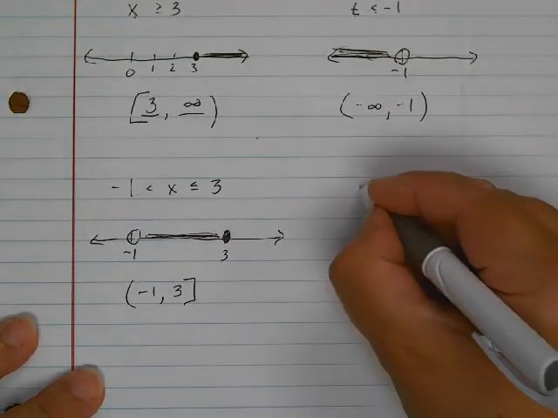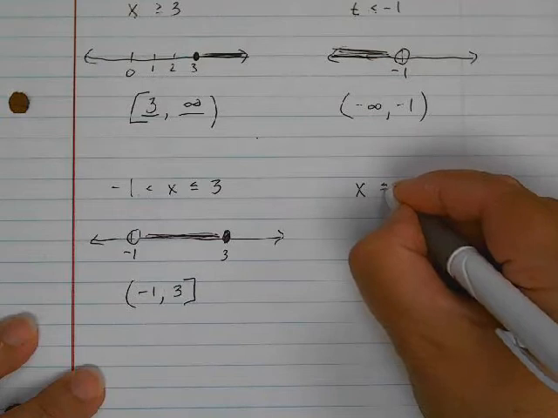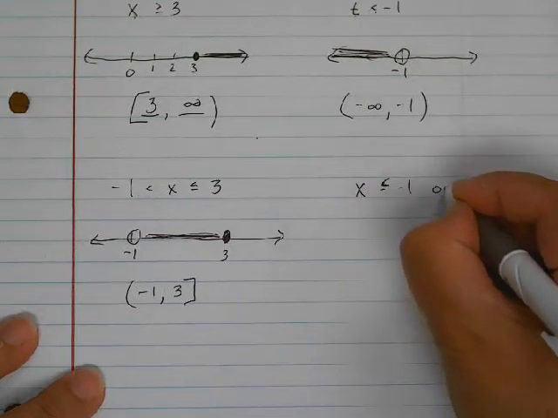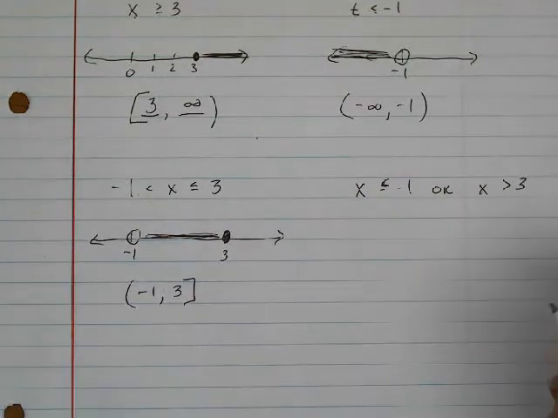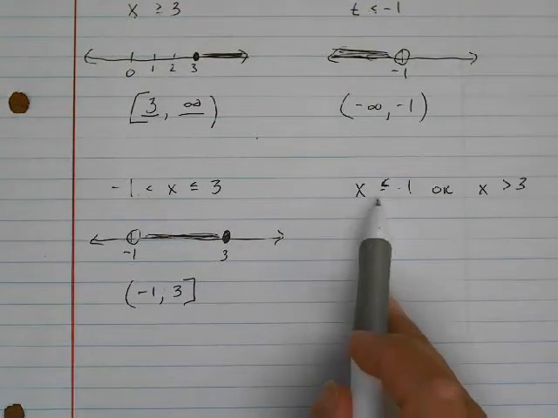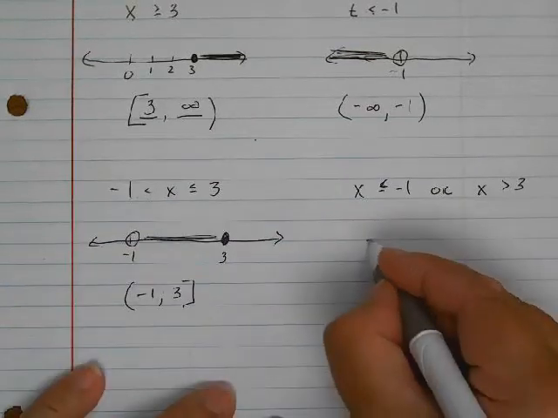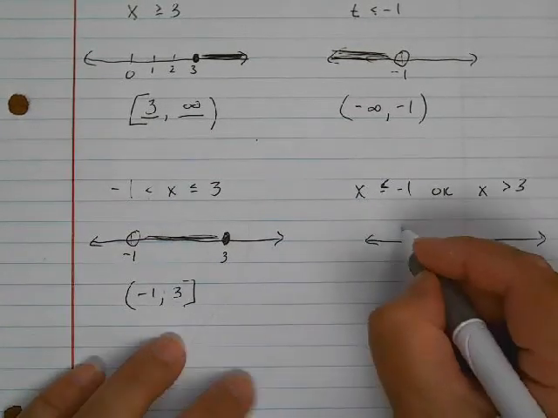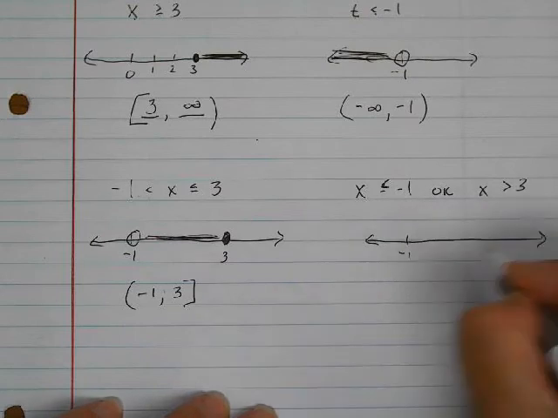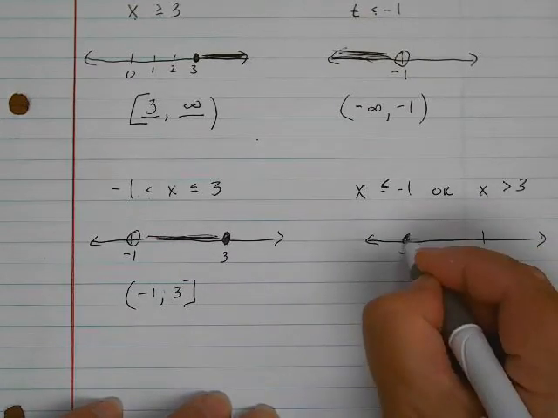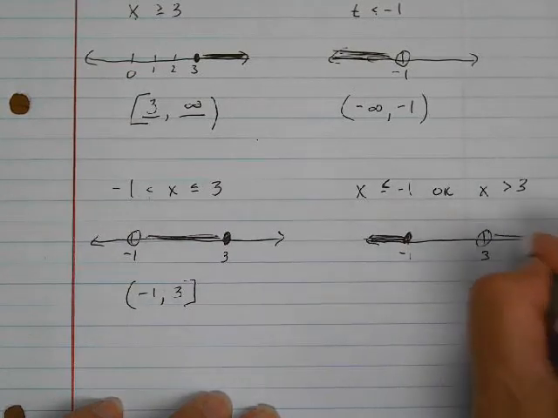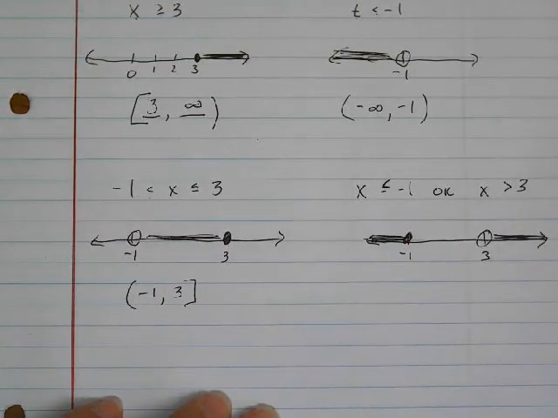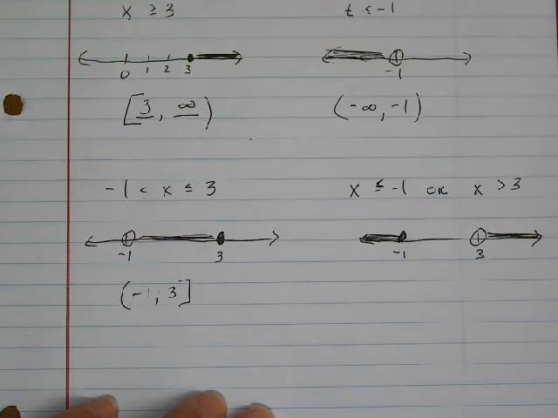What about if I said x is less than or equal to -1 or x is greater than 3? This time it can't be both. It's either smaller than -1 or bigger than 3. So when I put that on my number line, I'm going to say -1, 3. It's smaller than or equal to -1, so it shades this direction, and bigger than 3, so it shades this direction. When I write this in interval notation, it's going to be written like this.